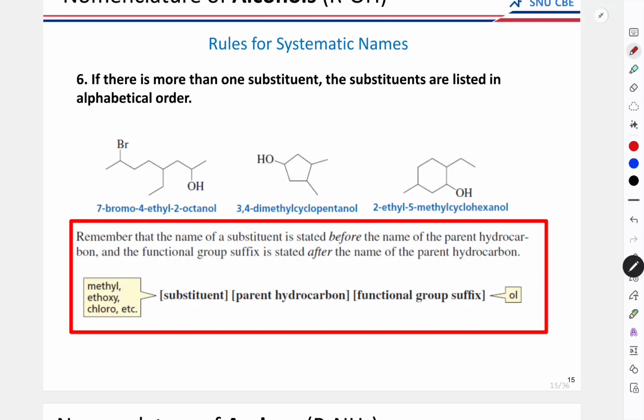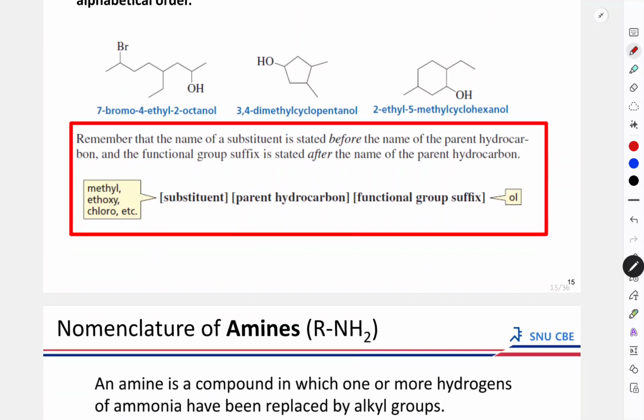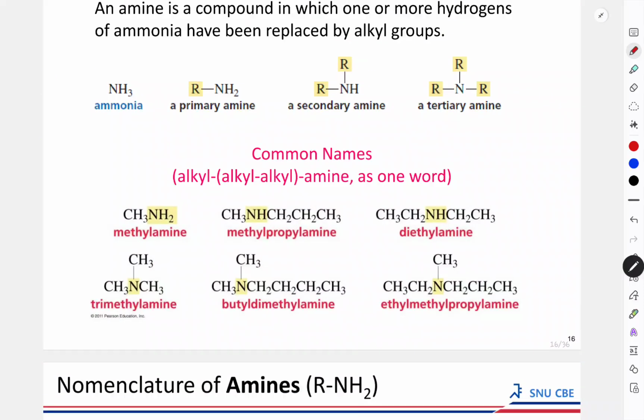What about amine? Very similar to alcohol. I guess we can perhaps finish the nomenclature for amine. What is an amine? In general, an amine is a compound in which one or more hydrogens of ammonia are replaced by an alkyl group. So starting with ammonia, you can identify the primary amine, secondary amine, and tertiary amine.